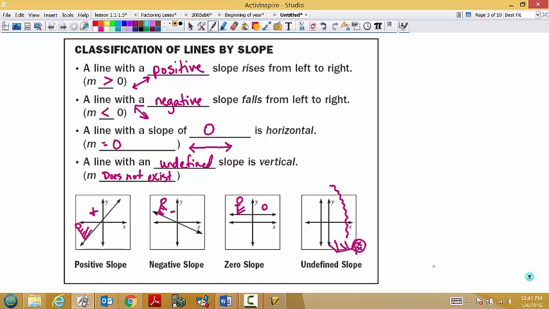He falls off and dies, so his life is now undefined. He no longer exists, so vertical lines have no slope.